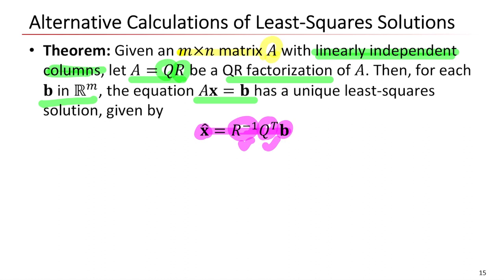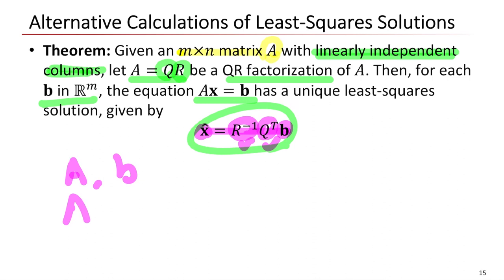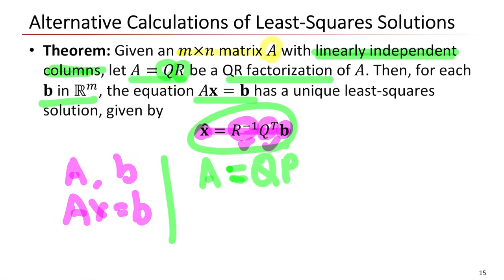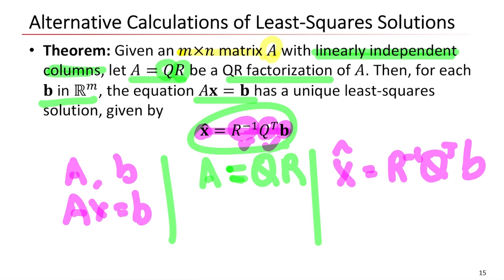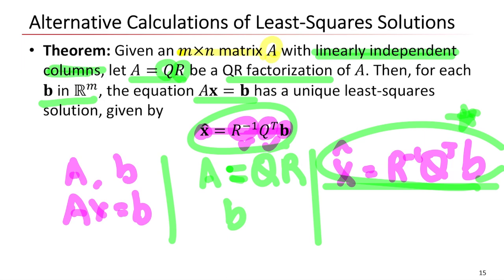I didn't prepare an exercise for this theorem, but we can easily use it. If we have the matrix A and vector B, where AX equals B doesn't have any solution, then first we can decompose A as QR, then we can find the least square solution X hat as R inverse, Q transpose, and B. So it will be another way to find the least square solution.